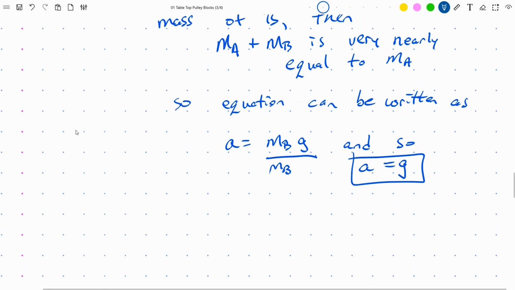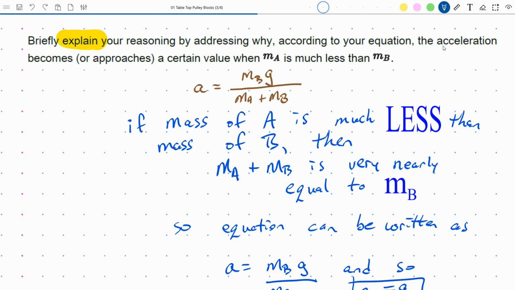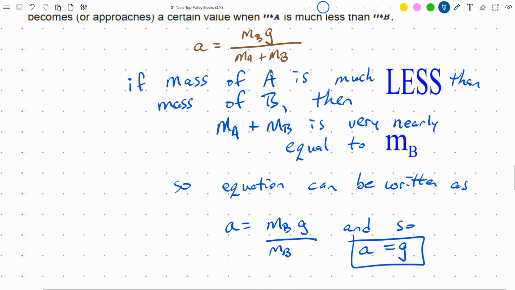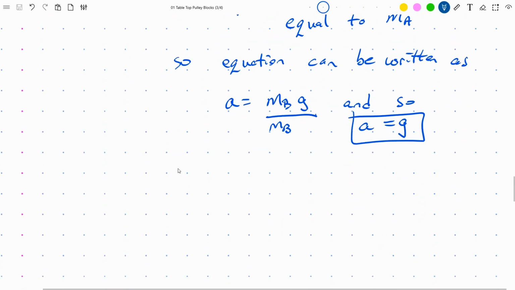Now, because they did want me to explain this, I'm not going to leave it as that. I just want to make sure that whoever's reading this knows I understand it. So, explain briefly your reasoning. According to the equation, the acceleration approaches a certain value of A. Let me just read it. If the mass of A is much greater than the mass of B, then they add together to get very nearly the same thing, so the equation can be written as that, and so A equals G.